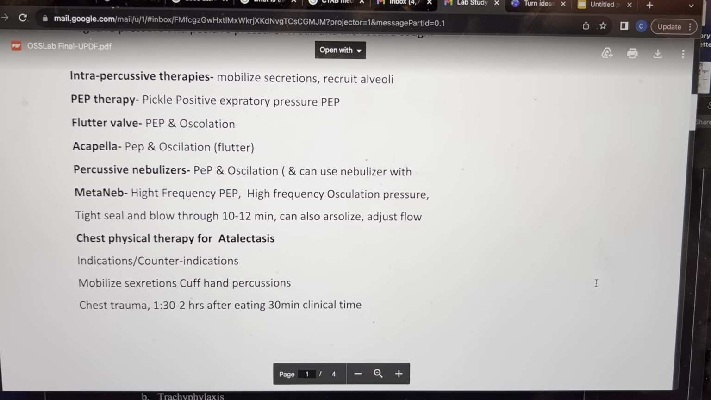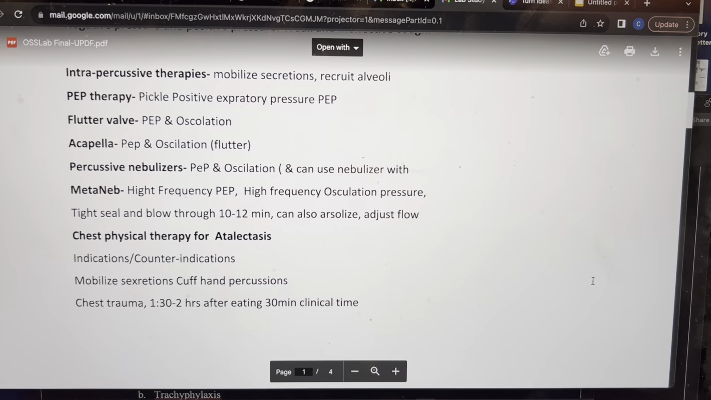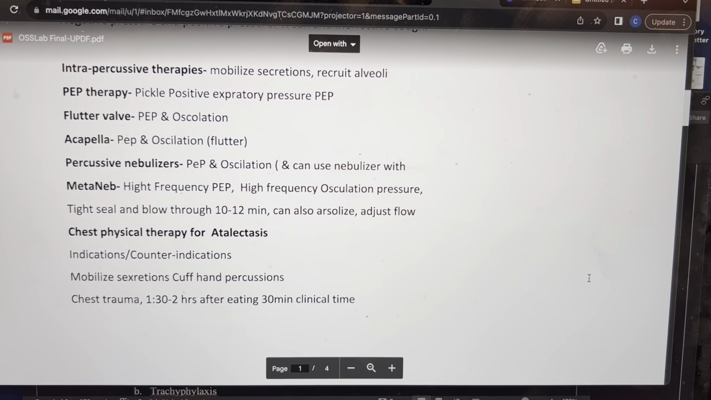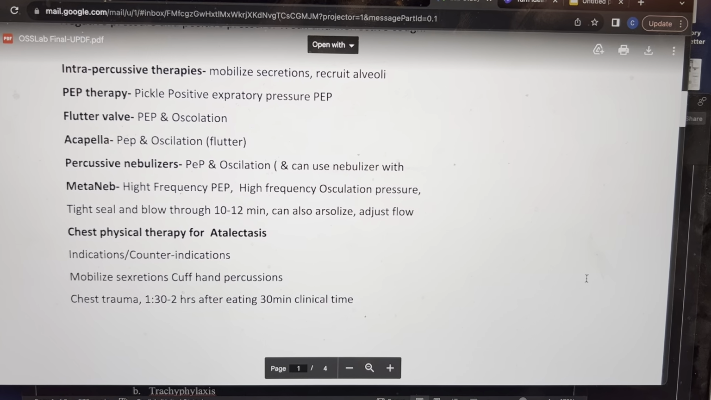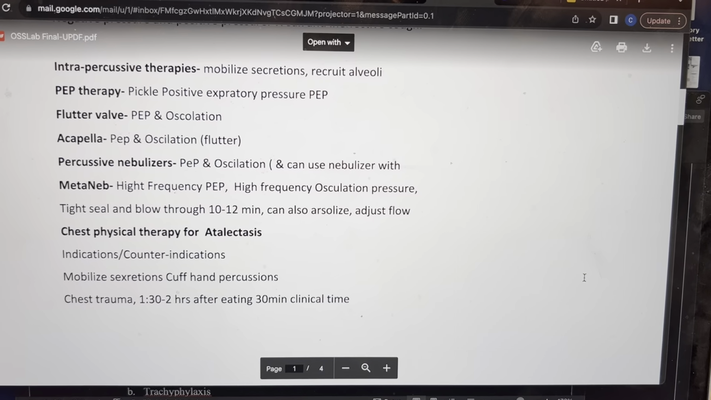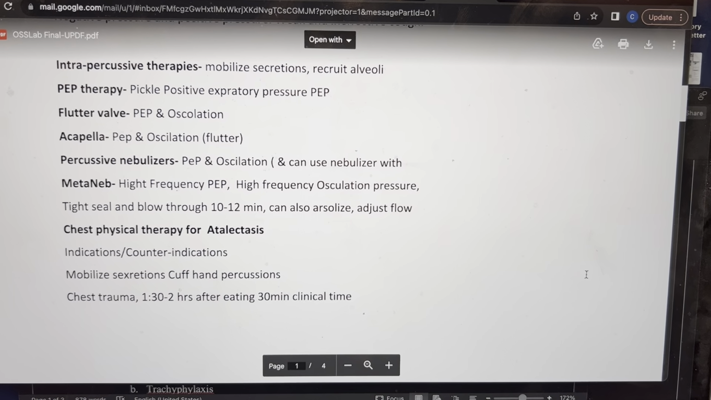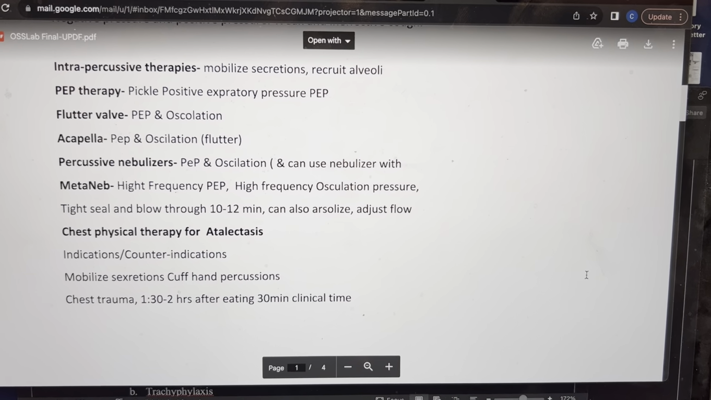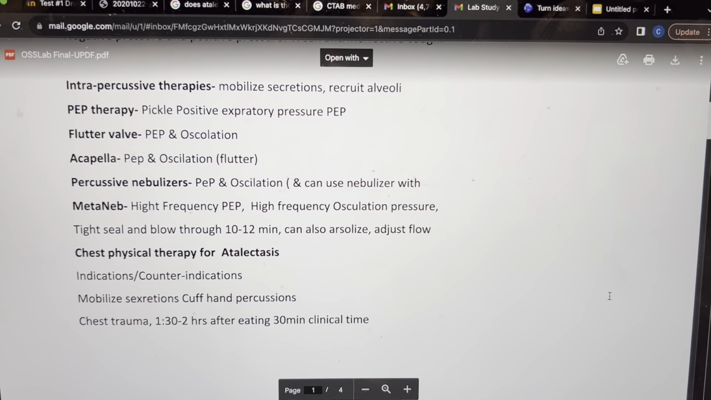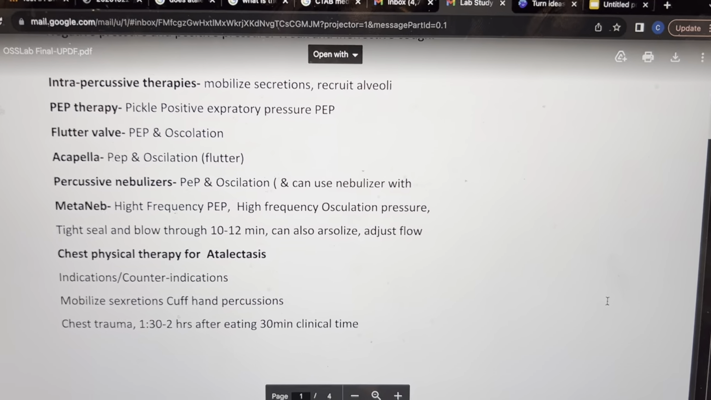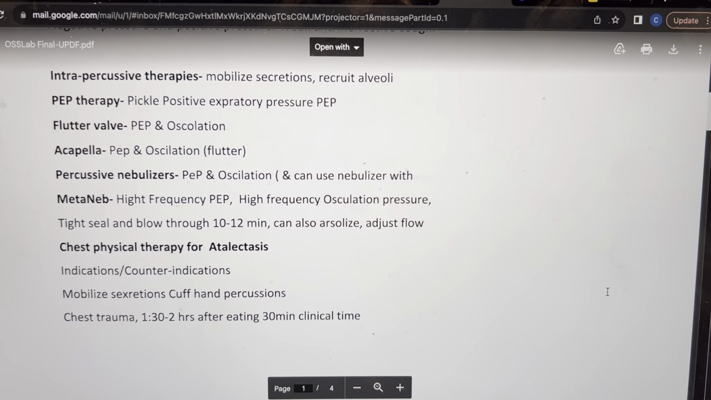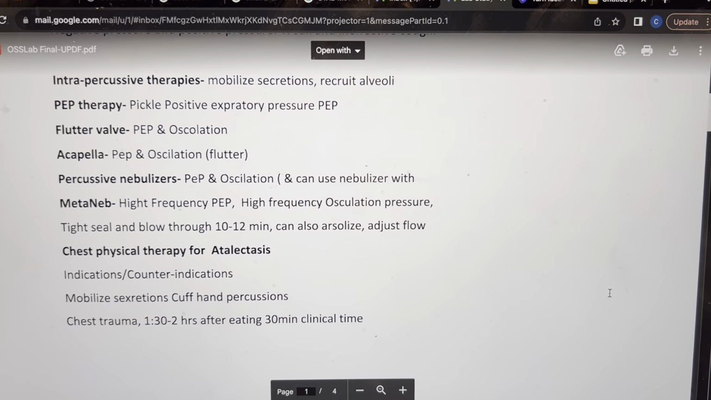Metadeb is a high-frequency positive expiratory pressure, as well as high-frequency oscillation pressure. You can also aerosolize, and you can adjust the flow. How to use a Metadeb: tight seal and blow through. Metadebs usually take around 10 to 12 minutes per treatment. Chest physical therapy is for atelectasis.